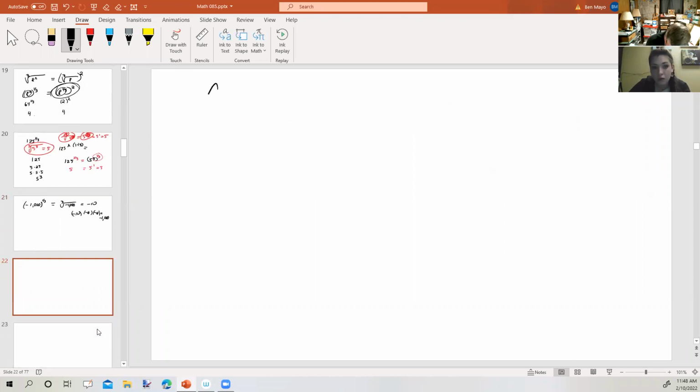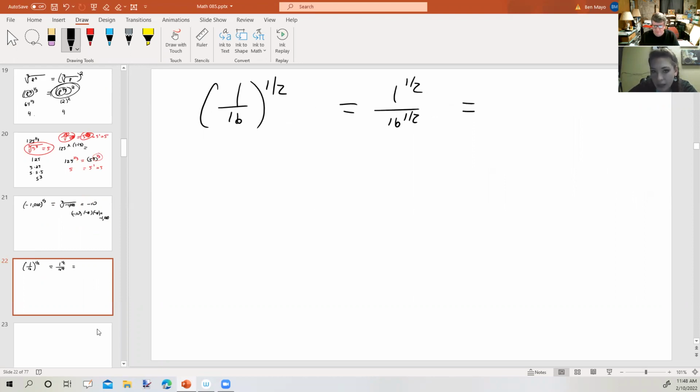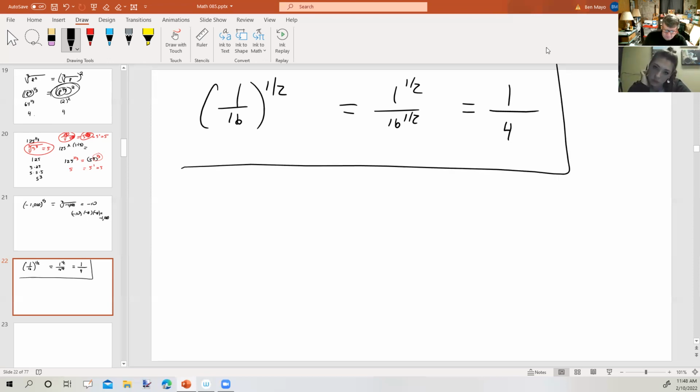What about this one? 1/16 to the 1/2 power. Well, recall a quotient raised to a power, you attach the power to both the numerator and the denominator. 1 to the 1/2 power, that's taking the square root of 1, which is 1. What's the square root of 16? 4. Okay with that? Any questions on that example?